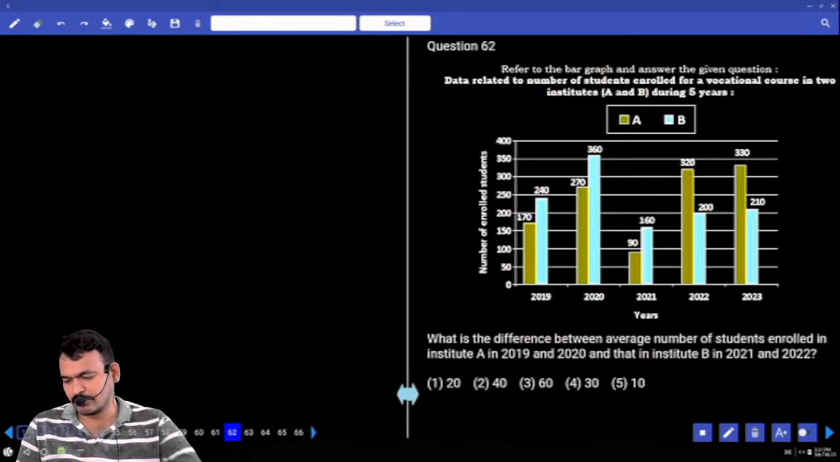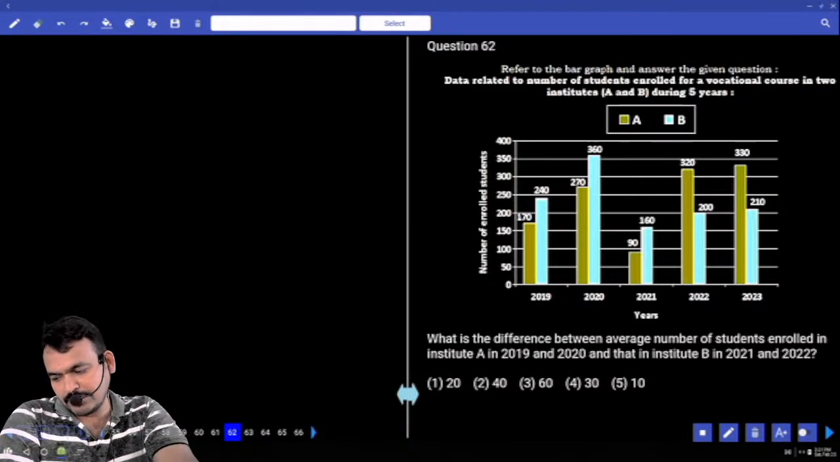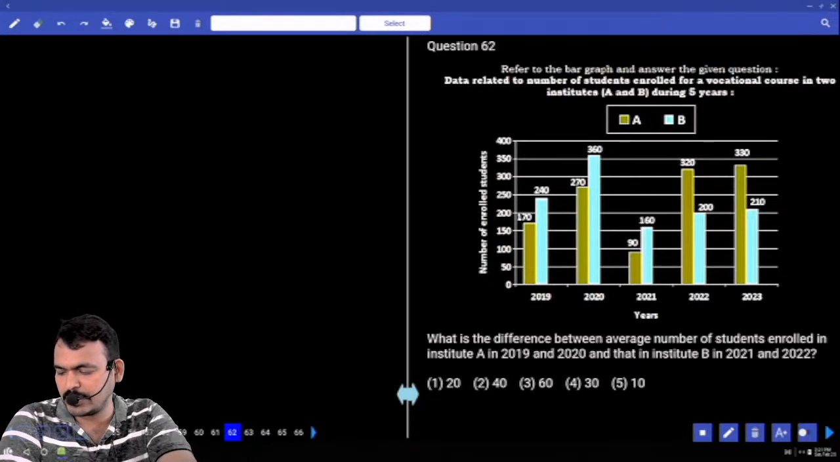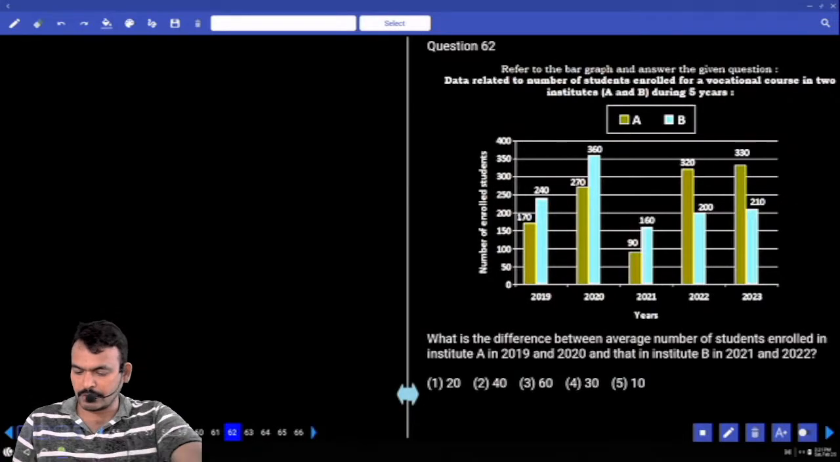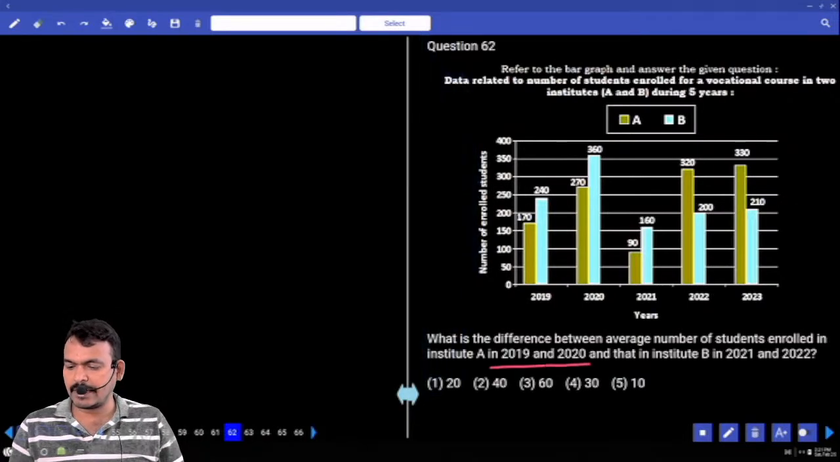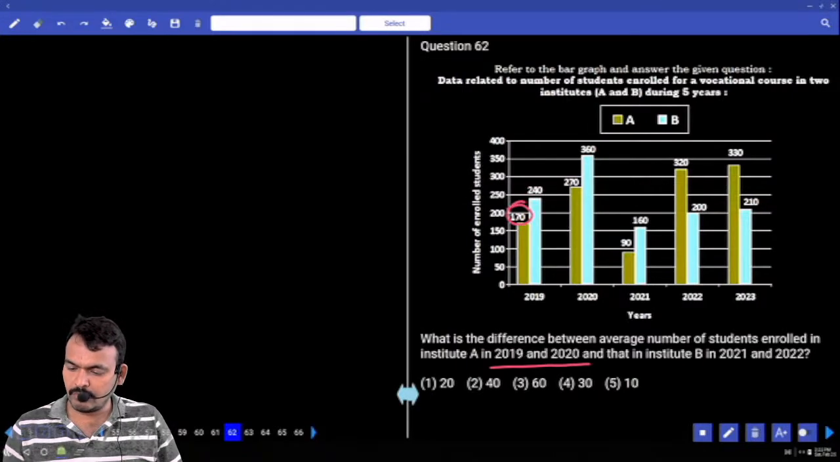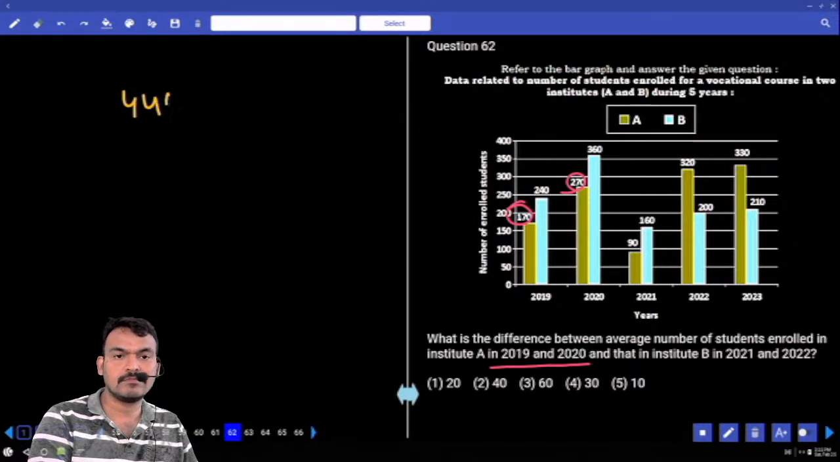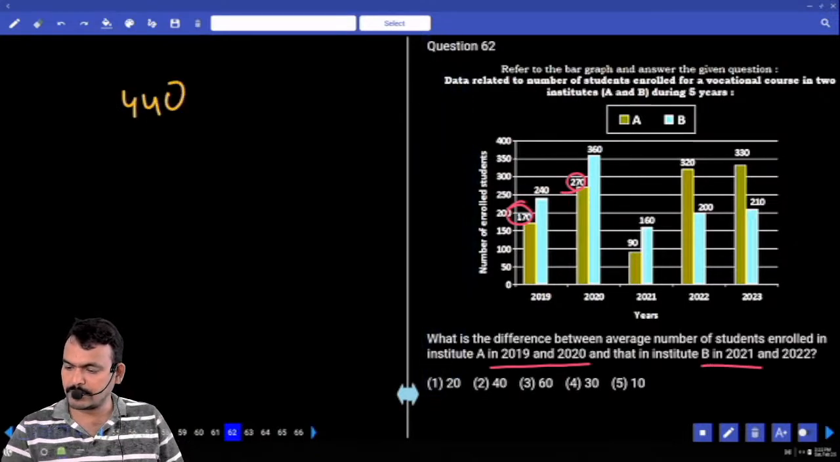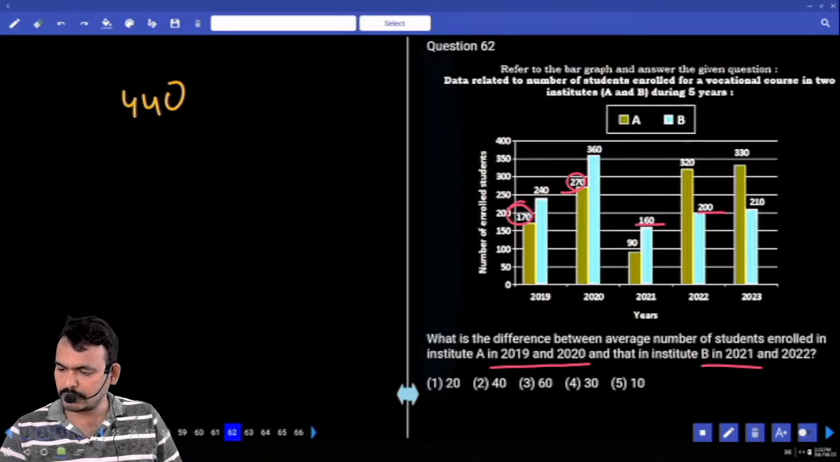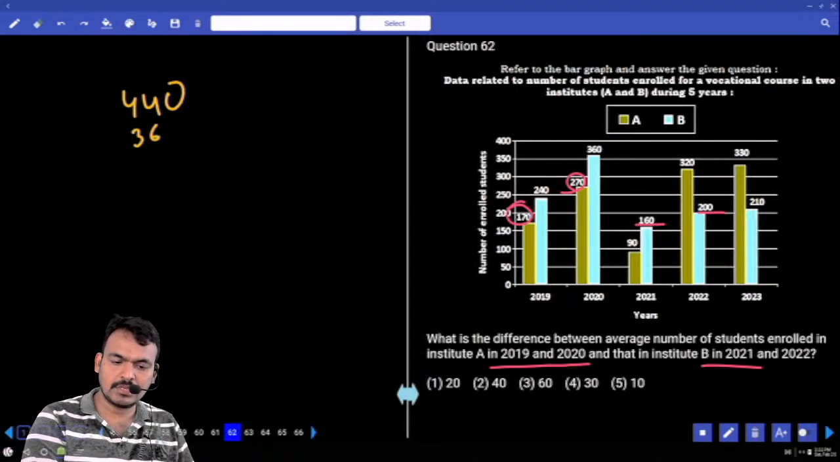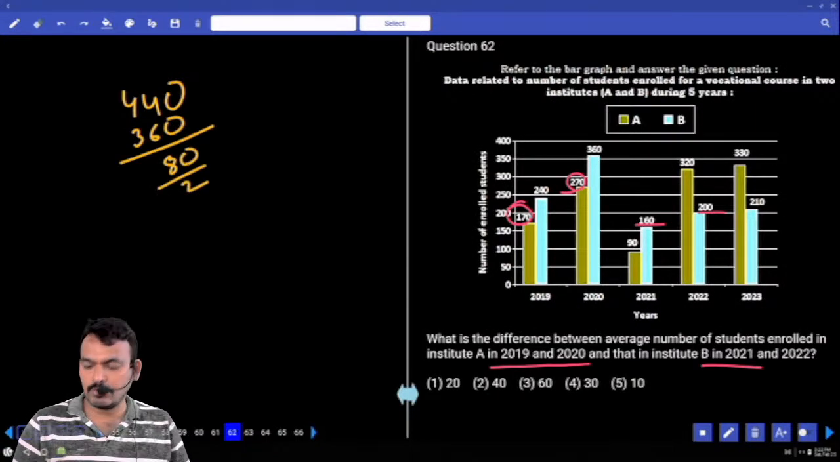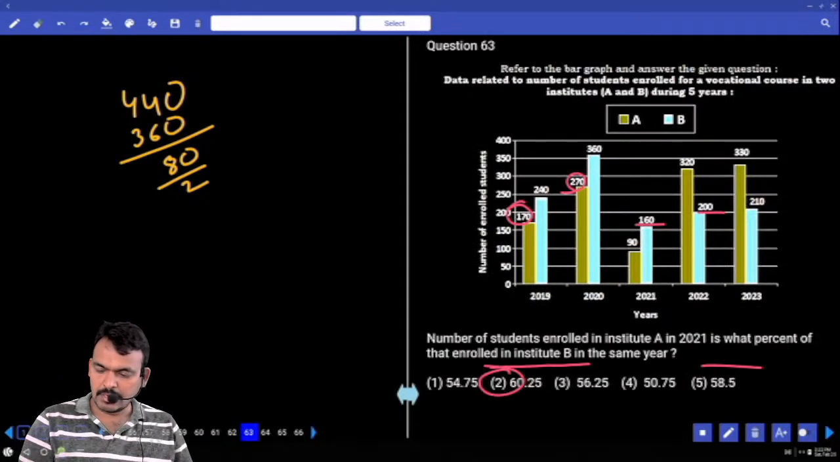Next, 62. What is the difference between the average number of students enrolled in Institute A in 2019 and 2020 and that in Institute B in 2021 and 2022? A in which years? 2019 and 2020. What is the A value? 170, 270. Total it is 440. Next B in 2021, 160 and 2022, 200. Total it is 360. What is the difference? 80. Average means divide by 2. How much? 40.